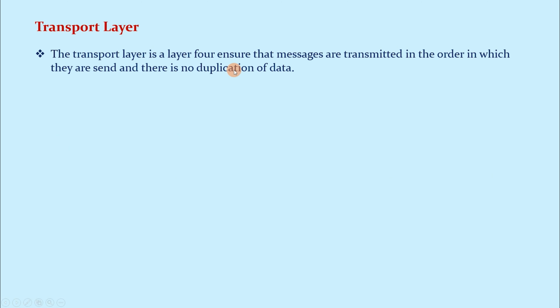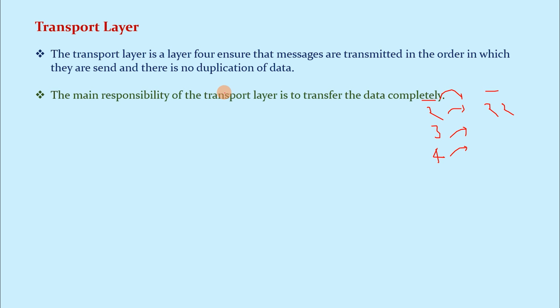Now, transport layer. Transport layer is layer 4 of the OSI model. It ensures that messages are transmitted in the order in which they are sent and there is no duplication of data. So, suppose this is first message, this is second message, this is third message, this is fourth message. First this one should be sent, after that this one should be sent, and then this one, and there should not be any duplication. Suppose if this one is sent, then 2 should not be sent twice, it should be sent just once. So, this is the purpose of transport layer.